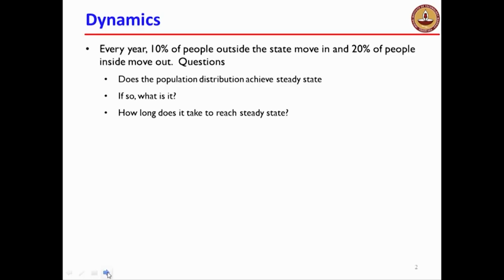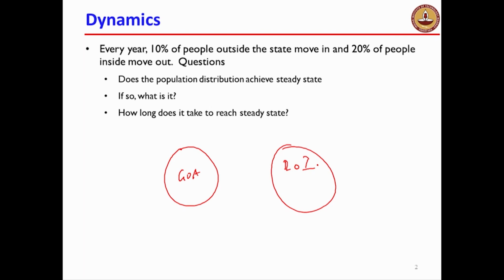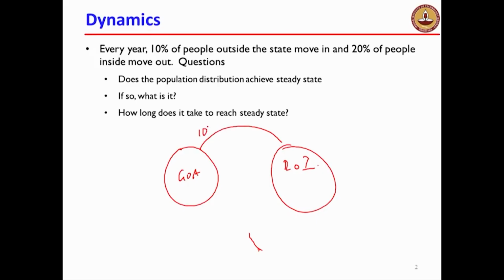Another kind of problem which we will also do today in the tutorial is, if I ask you, for instance, that let's say this is Goa and this is the rest of India. Now let's assume that the populations are stabilized. Goa is probably a state where the population is stabilized, and let's assume the rest of India is not really growing. So what I am saying is that every year 10% of the people from Goa move out, and because Goa is a much more attractive place, 20% of people from outside Goa move in.